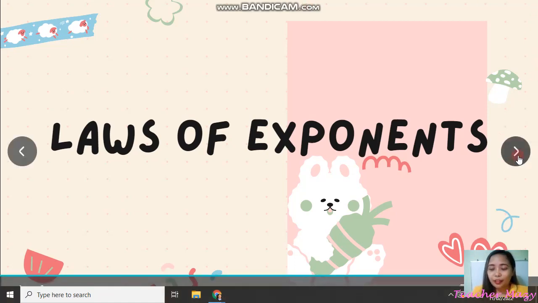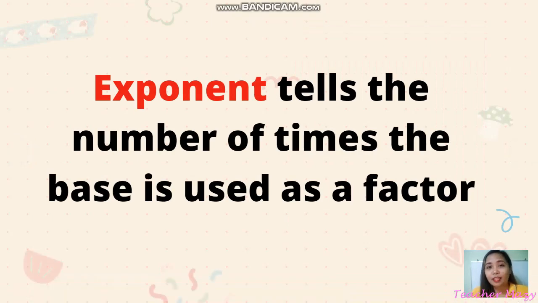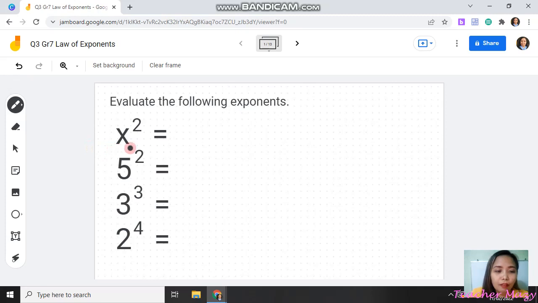Okay, so first, let's define what an exponent is. When we say exponent, it tells the number of times the base is used as a factor. For this example, we have x squared. So x is the base, while the 2 is the exponent. The exponent tells how many times the base was used as a factor. So for x squared, we multiply x by itself twice. Okay? So x squared is x times x.